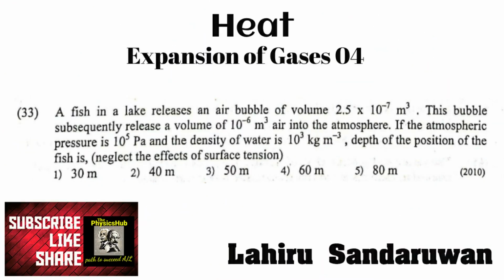A fish in a lake releases an air bubble of volume 2.5 into 10 to the power minus 7 cubic meters. This bubble subsequently releases the volume of 10 to the power minus 6 cubic meters of air into the atmosphere. If the atmospheric pressure is 10 to the power 5 Pascal and the density of water 1000, the depth of the position of the fish is?